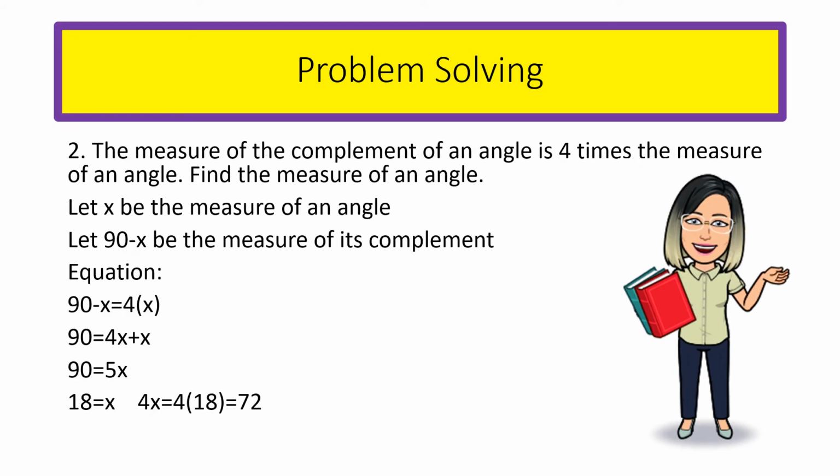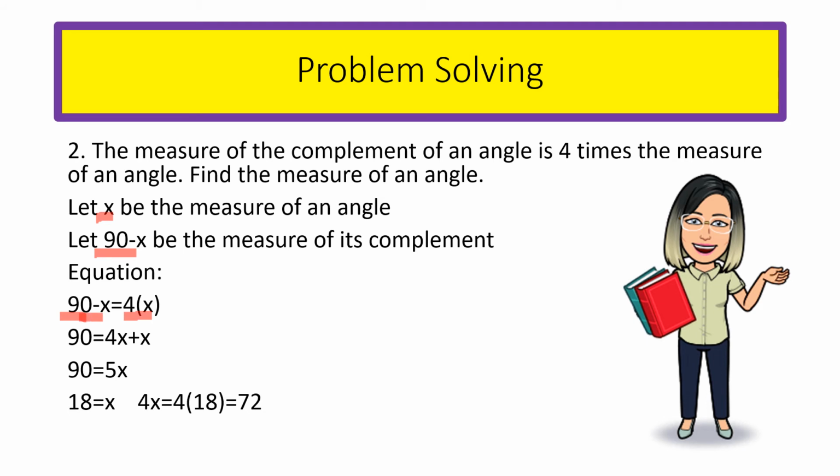So we have the problem. The measure of the complement of an angle is 4 times the measure of an angle. Find the measure of an angle. Let x be the measure of an angle, and let 90 minus x be the measure of its complement. We need to find the equation. The measure of the complement is 90 minus x. Is 4 times the measure of an angle. The angle is x, so it will become 4x. So 90 minus x is equal to 4x.